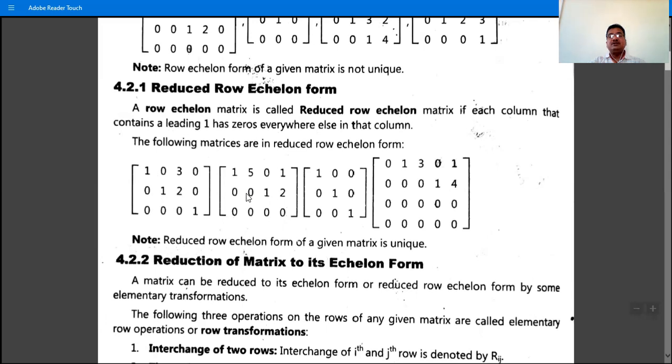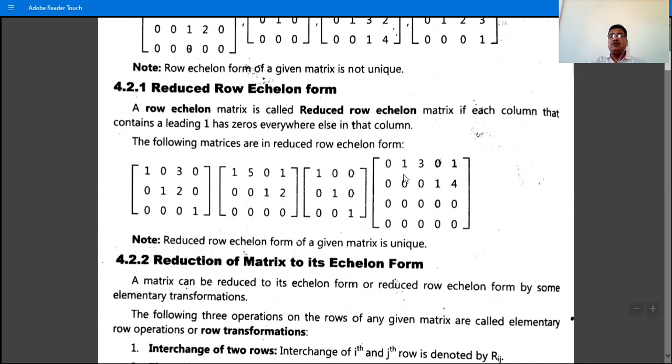If you observe this matrix, column number 1 contains a leading one, column number 3 contains a leading one, and all the elements other than 1 in the first column are 0. In the third column, all the elements other than 1 are 0. So this is not a leading one actually. These two are the only leading ones. This matrix is actually the identity matrix. We know that this is I3, the identity matrix of order 3. This is also in reduced row echelon form. So the identity matrix is an example of reduced row echelon form. Every identity matrix is in reduced row echelon form.